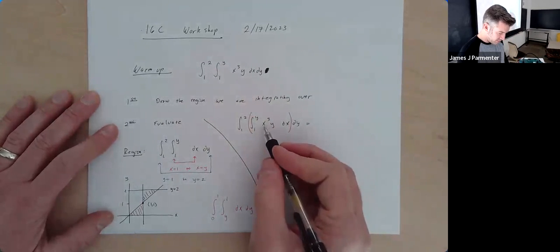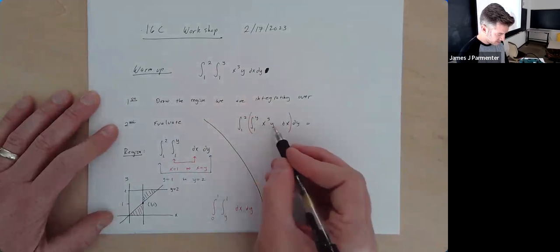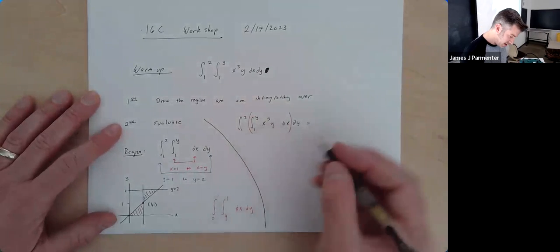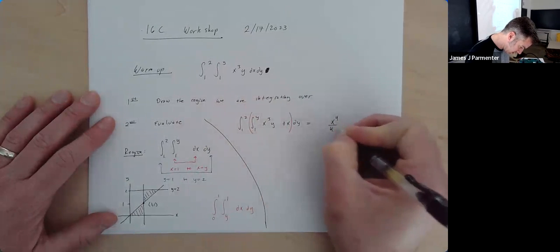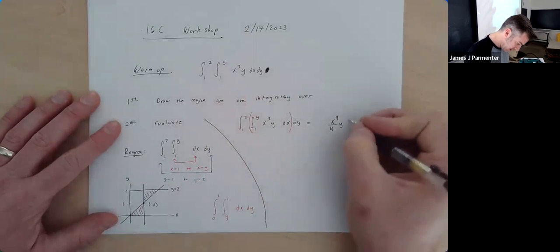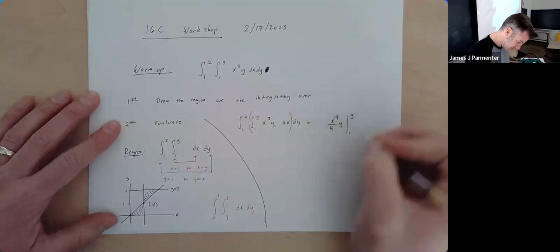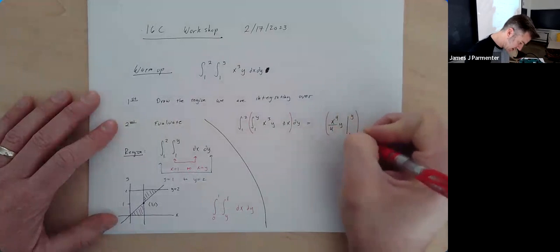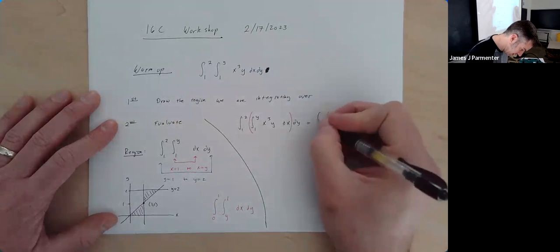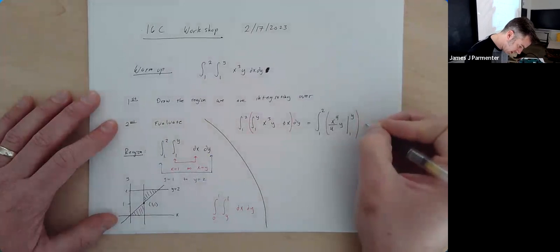And the antiderivative with respect to x of x cubed times the constant y is going to be x to the 4th over 4 times the constant y, evaluated from 1 to y. And then we still have the outer integral. So that's all the stuff that's in the inner integral, and we still have the integral from 1 to 2 of dy.